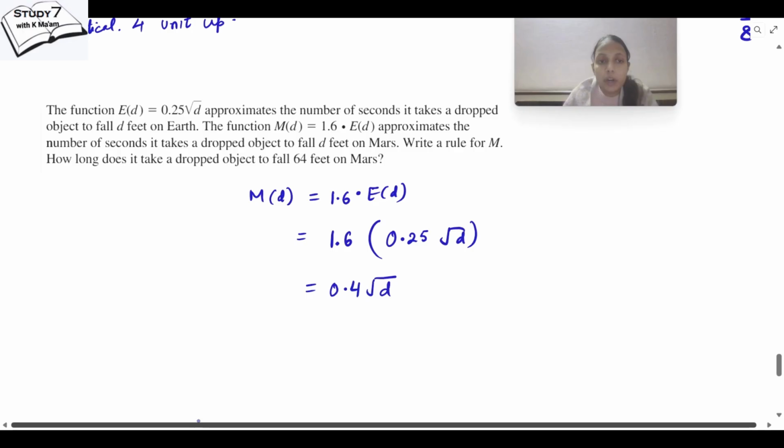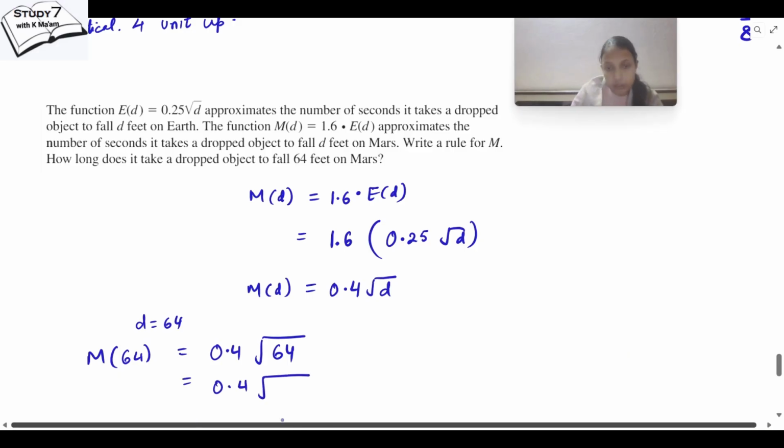Then I have to check how much time it took when it falls from 64 feet. So when d is 64, you have to calculate m of 64. M of 64 is 0.4 square root of 64. What is the square root of 64? 8 times 8 is 64, so this is 8. 8 times 0.4 is 3.2. Time is given in seconds, so it takes 3.2 seconds. Okay, so it takes 3.2 seconds to fall 64 feet on Mars.